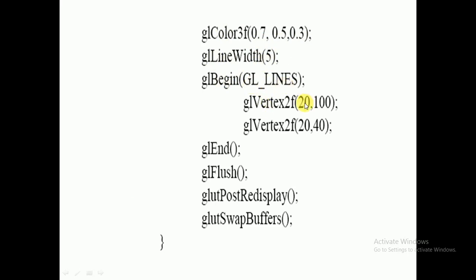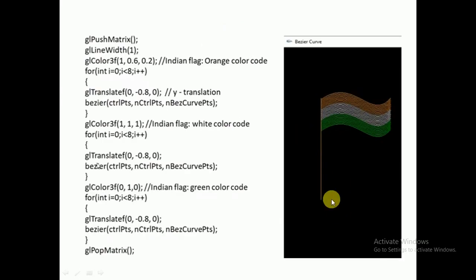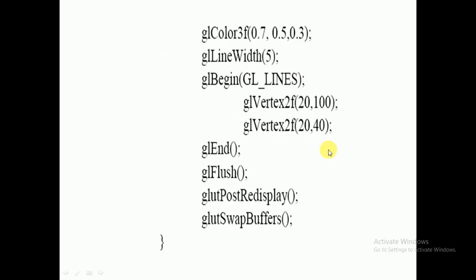Again it has drawn from top to bottom. x remains the same here, here also same x, but y is different. That is how we have drawn that stick, from 100 to 40. If you want a longer stick, you can change the y value. Then glEnd, glutPostRedisplay function, then swap buffers. Now we will go to the Bezier function.